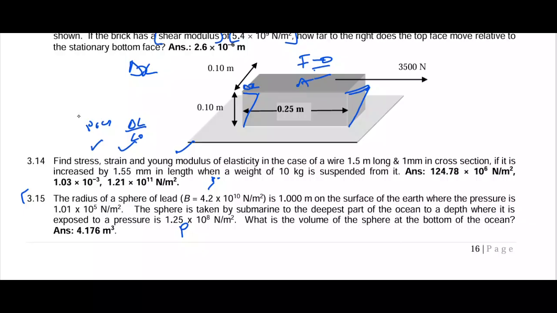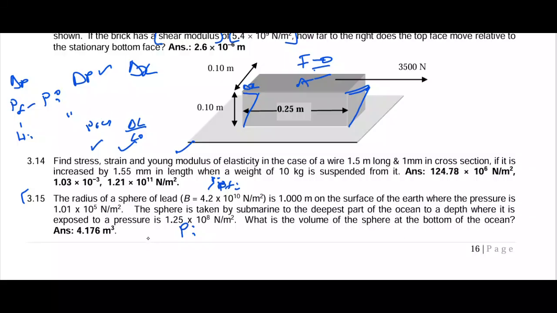Remember, we talk about the changing pressure, which is P final minus P initial. Here you have the initial, and here you have the final pressure. This one is supposed to be high and the other one low. So this is PF and this is PI. You are going to find the change in P so that you can find the pressure. So what is the volume of the sphere at the bottom of the ocean?